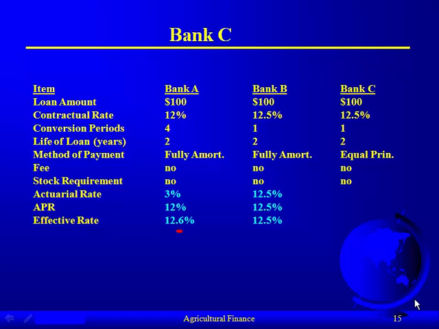As you compare Bank B and Bank C, what is the difference? And the difference is Bank C is going to look at the equal principal payments instead of fully amortized payments. And that doesn't mean much to you right now, but we're going to go through the example so that it comes to light. And this is used by some lenders.